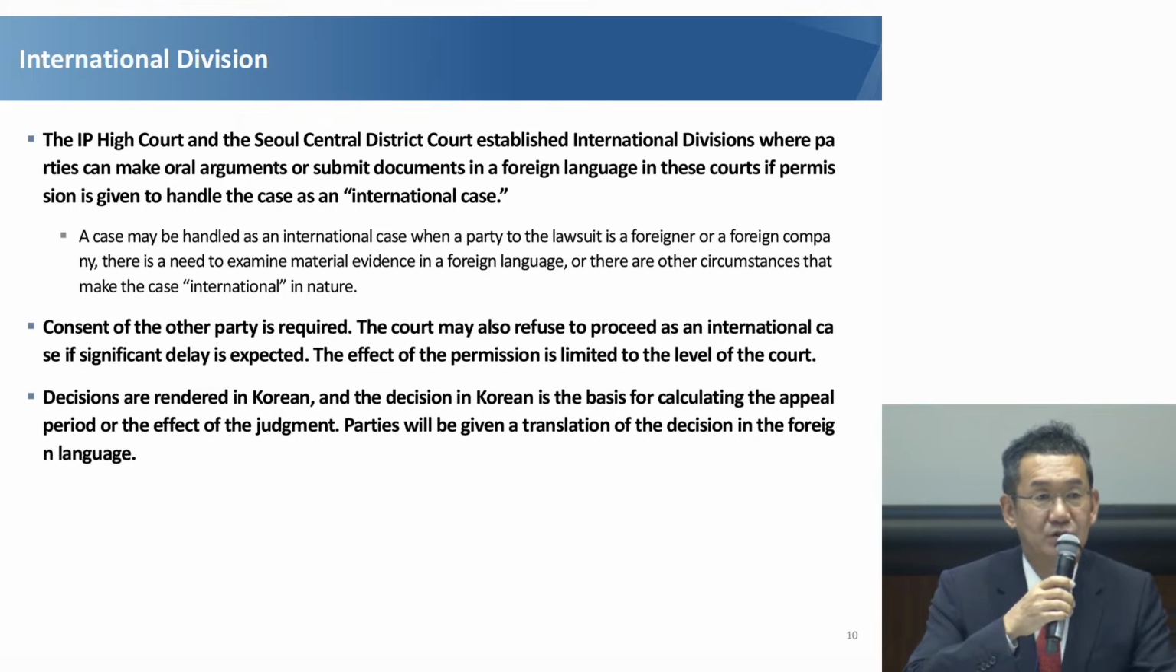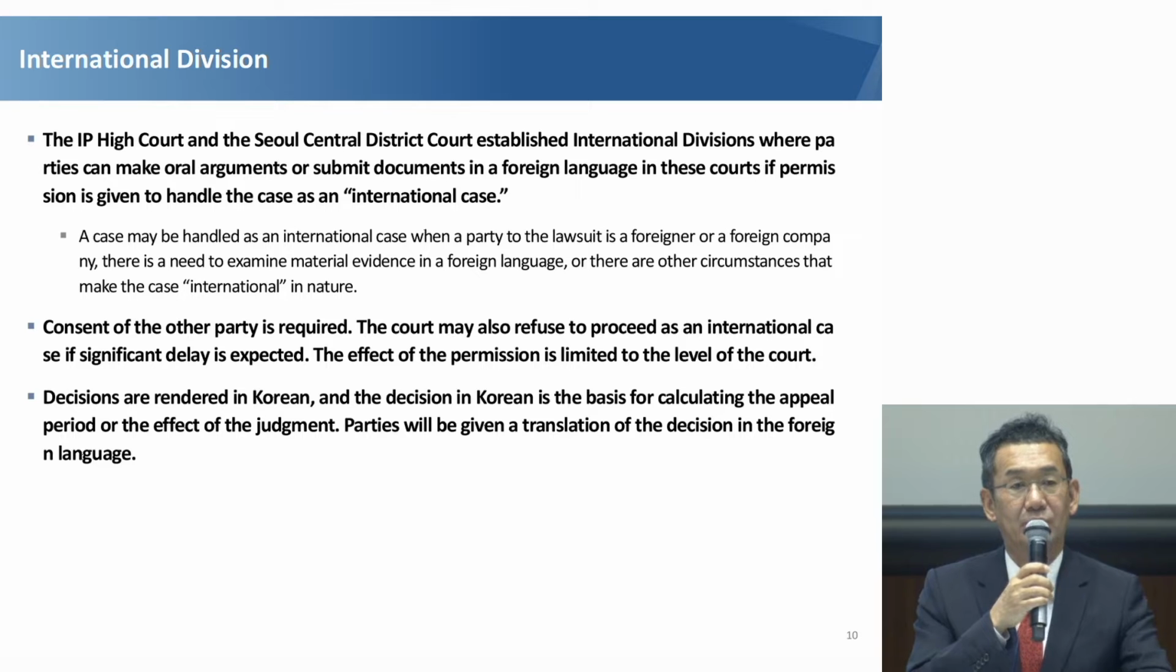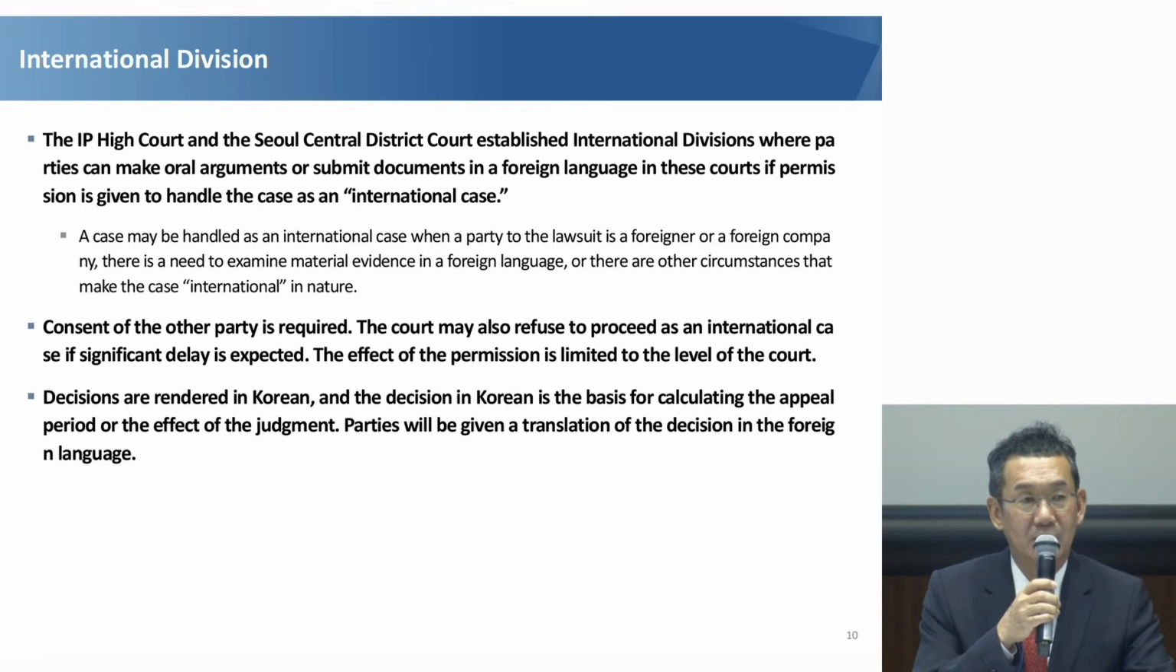In order to establish this international division, Korea has revised the law related to the organization of the court. Previously, the law on the organization of the court had a provision that only the Korean language should be used before the court. But now, we may use English before the Korean court if this international division is decided by the court.